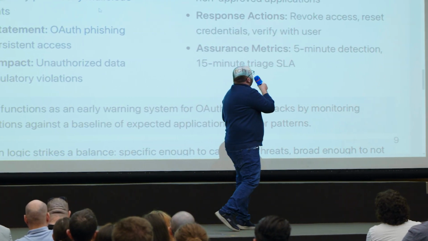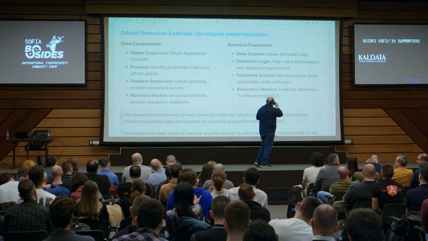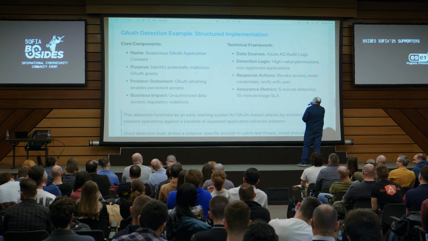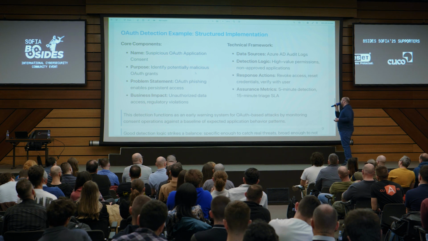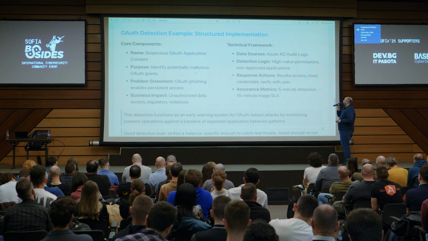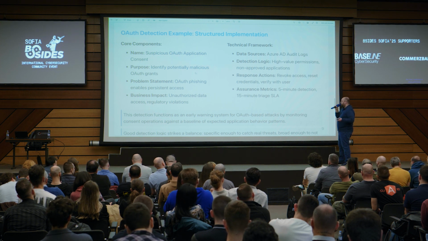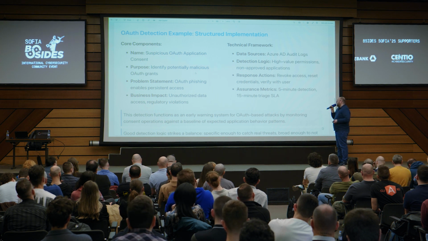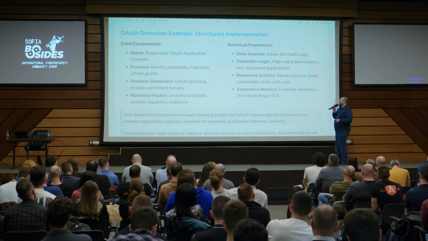So your data source would be Azure AD audit logs. Detection logic, basically, you're going to look for high-value permissions and non-approved applications. Response would be to revoke the application access and the credential if that happens. And for example, for the assurance metric, you're going to have, let's say, 5 minutes detection, 15 minutes triage SLA. So upon registration, you want to catch that within 5 minutes, and in under 15 minutes you want to get it out of your environment so nothing bad happens. That's your objective.